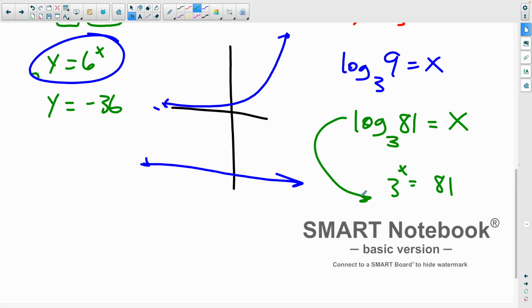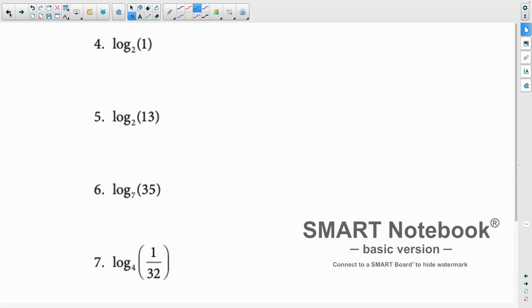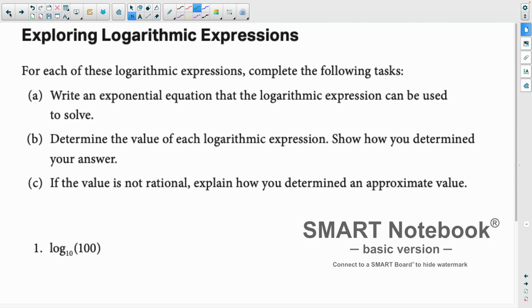So here's what I want you to do. Turn back to page 27 in your book. On these problems, it's going to ask me to do 3 things. It's going to ask me to write the exponential equation, then determine the value of the exponential or the logarithmic expression, and then show how you got your answer. If there's not a rational answer, explain how you determine an approximate value.